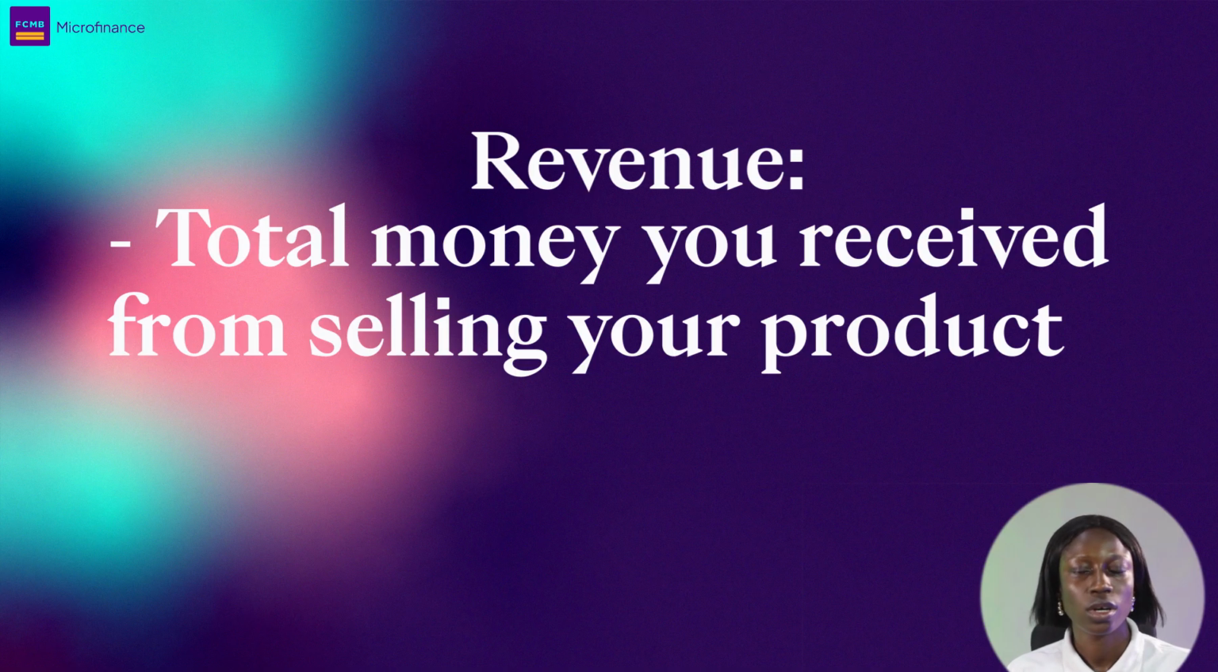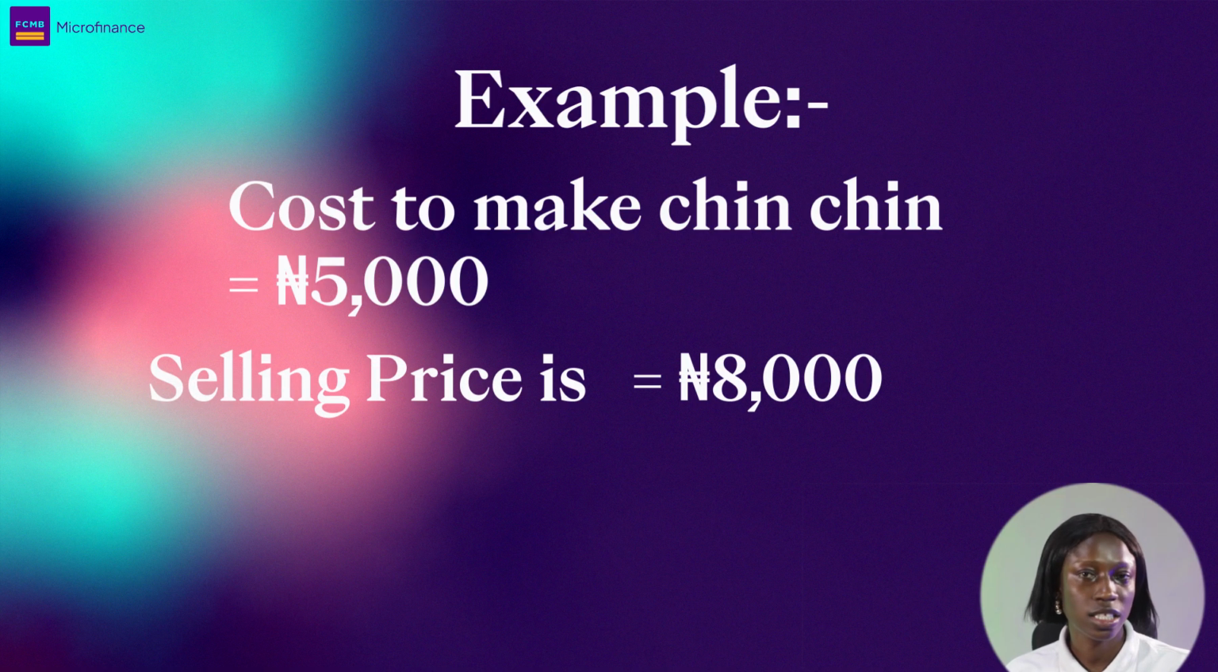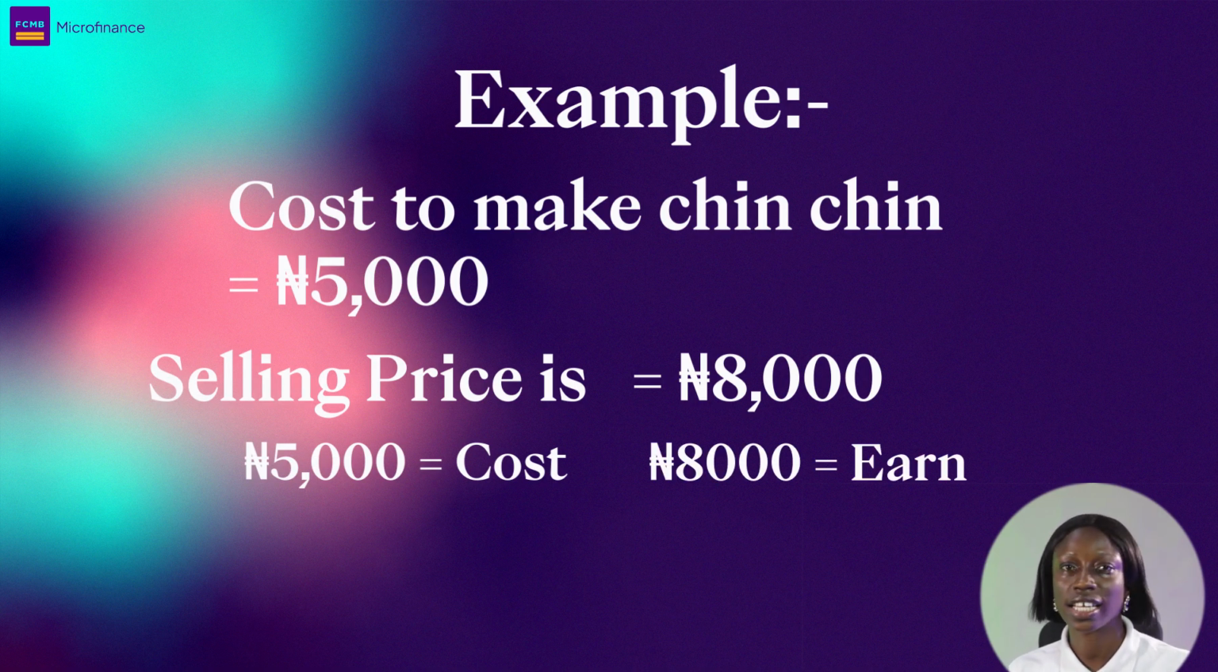For example, the cost to make chin chin is 5,000 naira and your selling price is 8,000 naira. So to get your cost and revenue, our cost is 5,000 naira, and the money that you earn is 8,000 naira, which is our revenue. So profit only happens when your revenue is higher than your cost. To get your profit, you minus your cost from your revenue.